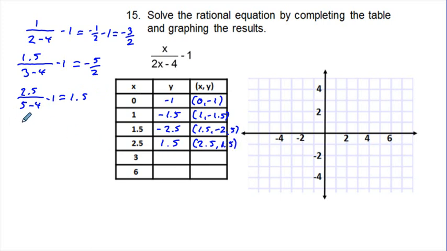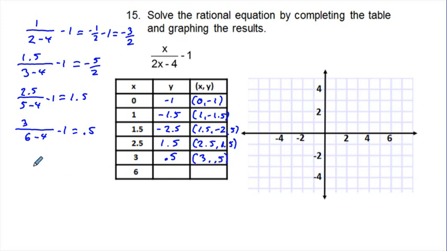And now if we plug in 3, we have 3 over 2 times 3, which is 6, minus 4. That's going to be minus 1. So what we have now is 3 over 2 minus 1. So 3/2 minus 1 is going to be equal to 1/2 or 0.5. That's going to be 0.5. So you got 3 comma 0.5.